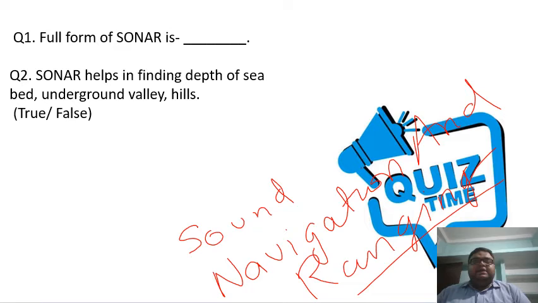Okay, students? So the next question is: sonar helps in finding depth of the seabed, underground valleys, hills. Is this statement true or false? What according to you is correct? Yes? So this statement is true. We use sonar to find the depth of the seabed, and to locate underground valleys and underground hills.